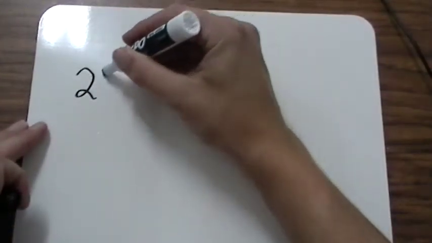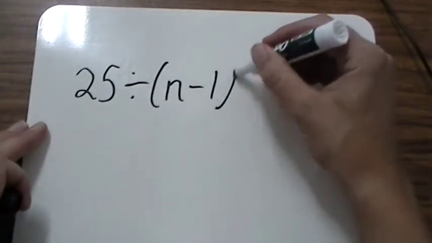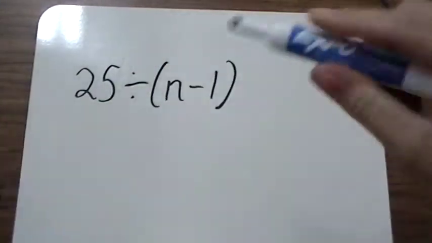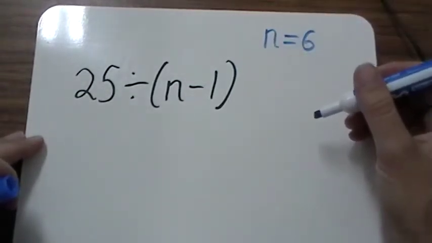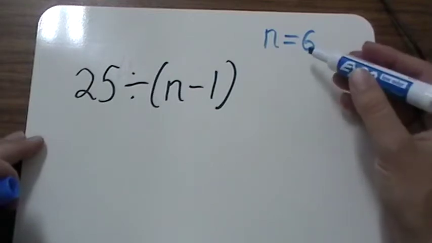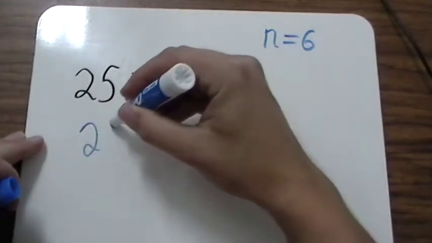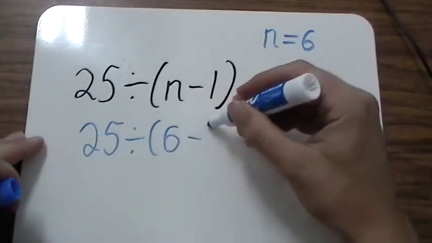Now what if I do the same thing, but a little bit harder? What if I say 25 divided by, in parentheses, n subtract 1? I'm still going to tell you that for today, n equals 6. Well, how do I solve it? I put the number in the problem. 25 divided by, parentheses, 6 subtract 1.